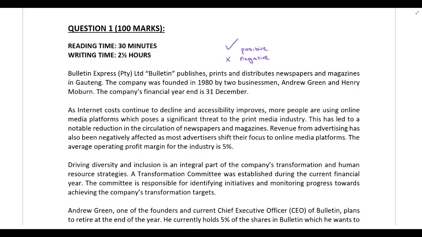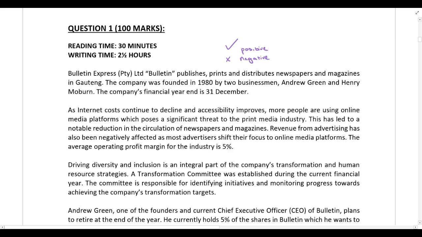Or if we get to the required and we are asked to discuss risks, then obviously all of the negative factors that we've identified over here will be risks. But at this point, we don't yet know what the required is going to ask, so we are just marking off positive and negative factors. Okay, let's work through the information provided in the scenario.